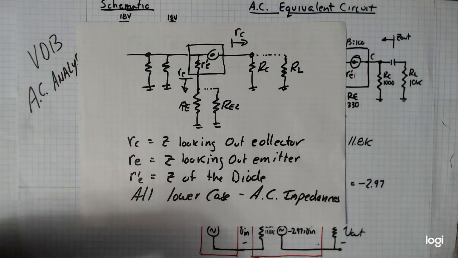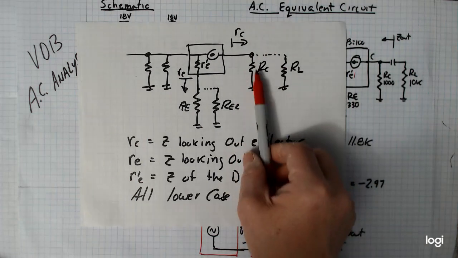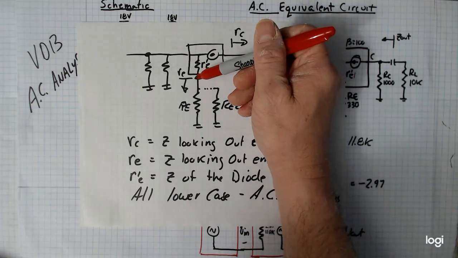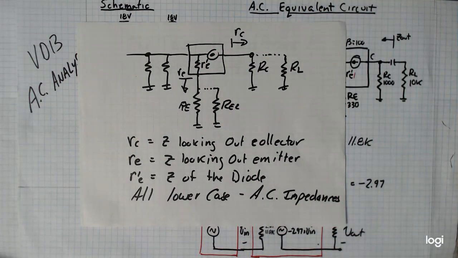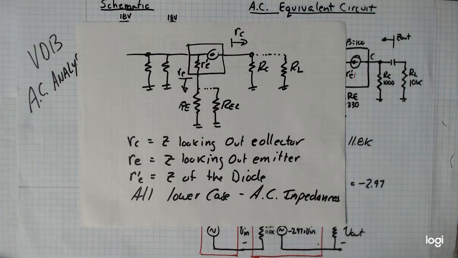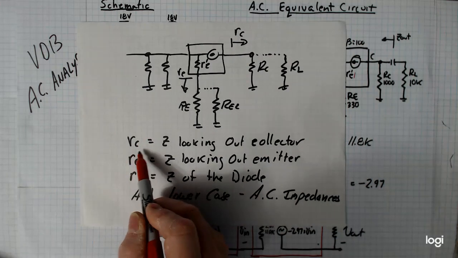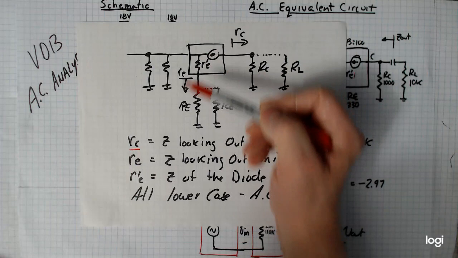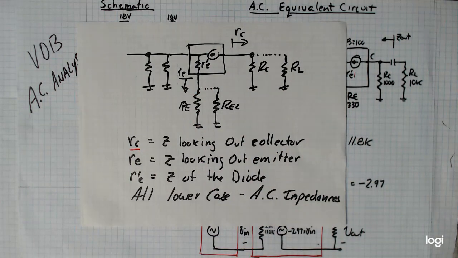Sometimes, depending on what you're doing, we do it with the load attached, RC parallel to RL, and sometimes we may do it with just RC. Sometimes they specify what it is. RE, on the other hand, is where you're at the emitter looking out the emitter, and you look at the resistances there and reduce them down to an impedance. It's what's attached to the emitter. So RC is the impedance looking out the collector. RE is the impedance looking out the emitter. R prime E is inside the transistor. That's the impedance of the diode itself between the base and the emitter. This is all lowercase because they are AC impedances.